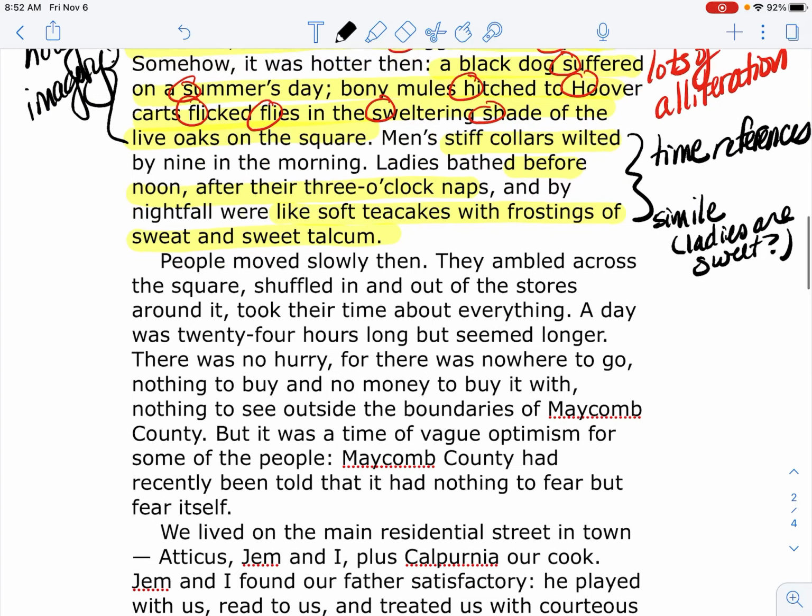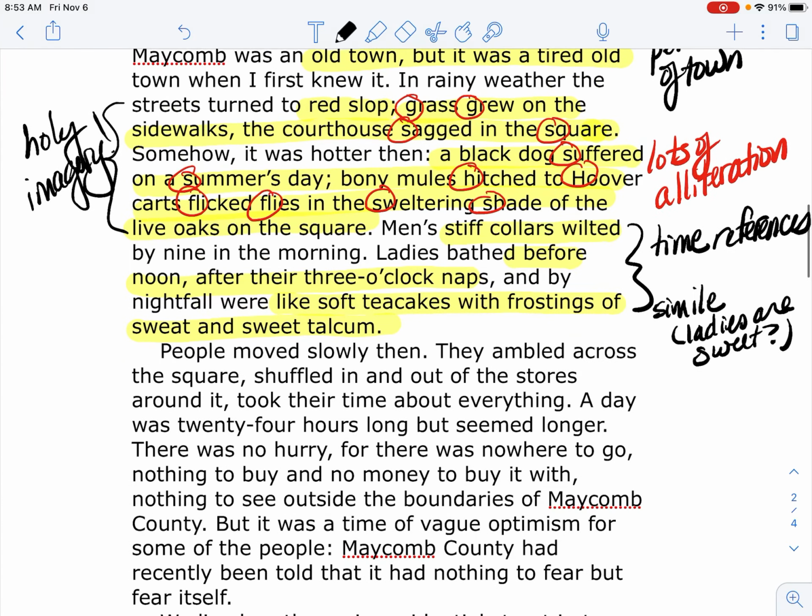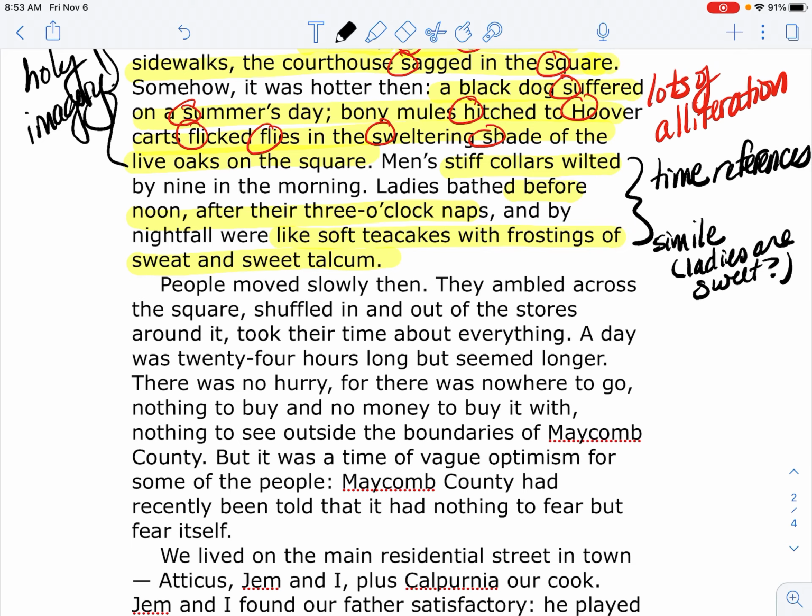I'm actually going to leave that to you to do in class. But now that I've done step 1 for that particular paragraph, you'll notice I highlighted the fact that Maycomb was an old town, but it was a tired old town. That's the personification of the town. That's what I noticed. There was a whole lot of imagery there. There was lots of alliteration. And then I noticed that she was referencing time a lot, and then the simile about the ladies being like tea cakes. Okay, so that's step 1 just for that paragraph.